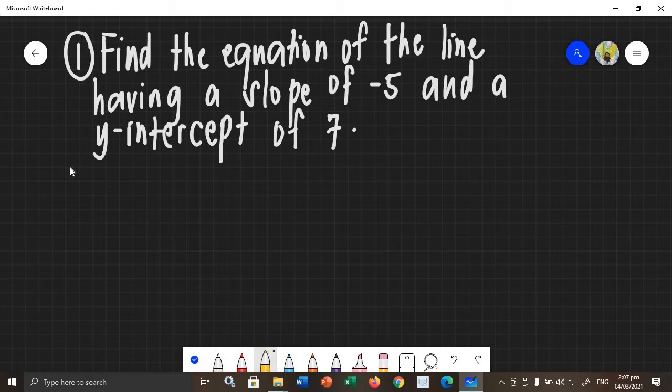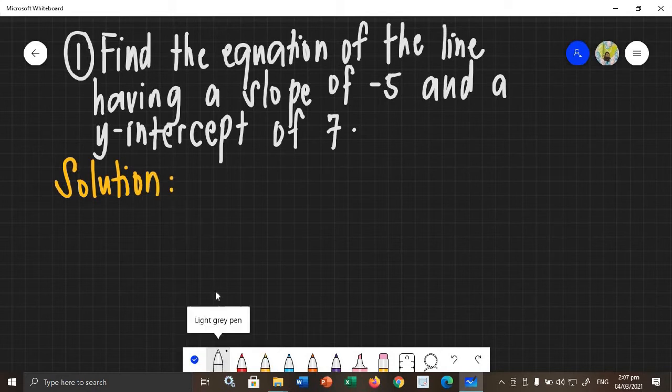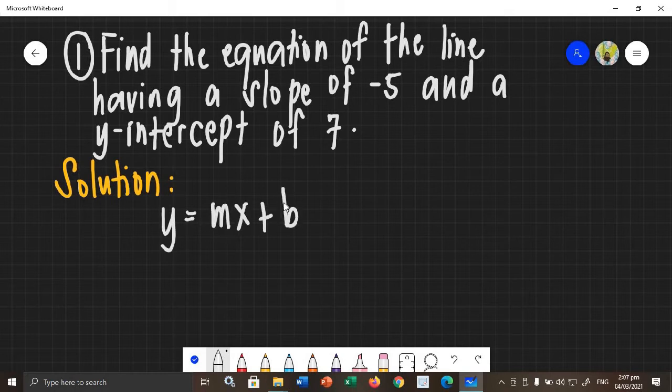So, to find this, there are 3 steps. First, you have to be aware of the slope-intercept form, which is y is equal to mx plus b. Kasi, yun nga yung gagamitin natin. Kaya nga using the slope-intercept form. Okay? So, y is equal to mx plus b is the slope-intercept form.